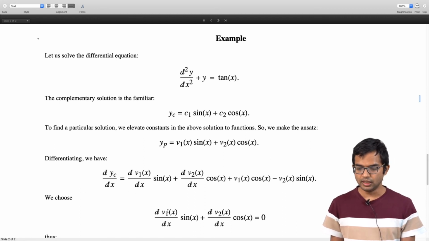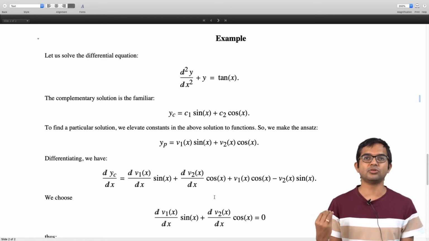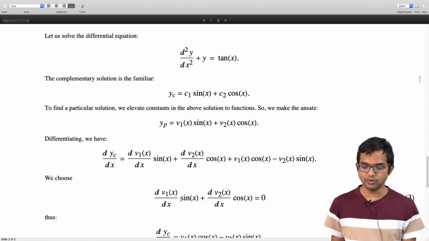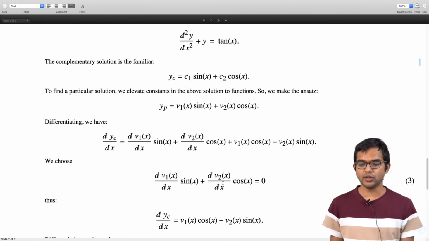So we choose dv1 by dx times sine of x plus dv2 by dx times cosine of x to be 0, right? So that's the prescription which has been just handed down to us, and then we argue that it works, and therefore it's useful to adopt, right? We have seen that it works. So dv1 by dx sine of x plus dv2 by dx times cosine of x equal to 0. Thus dyp by dx, we have a simplified expression, is simply v1 of x times cosine of x minus v2 of x times sine of x.